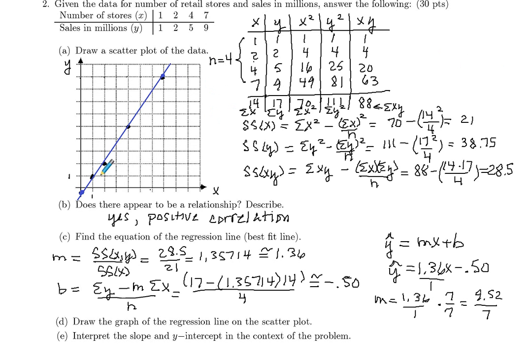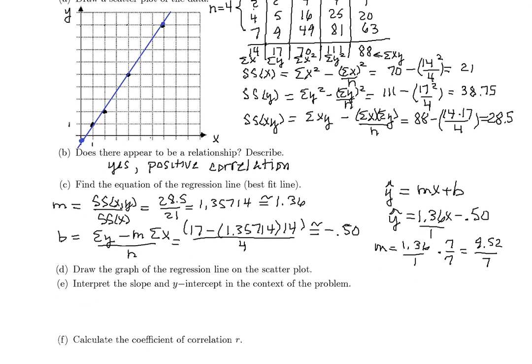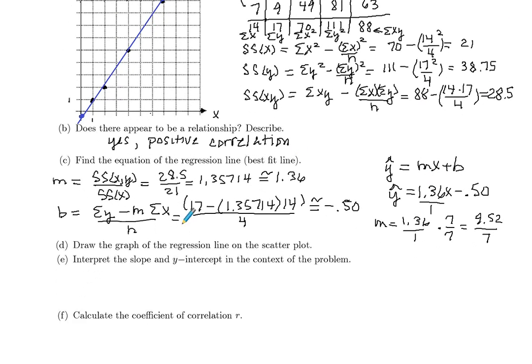So we should get a coefficient of correlation. Remember, the R value measures how strong the linear correlation is. We should get a really good R value, really close to 1. Okay, so this part's done. We've got our best fit line and we've got it graphed. So next they say interpret the slope and the y-intercept in the context of the problem.